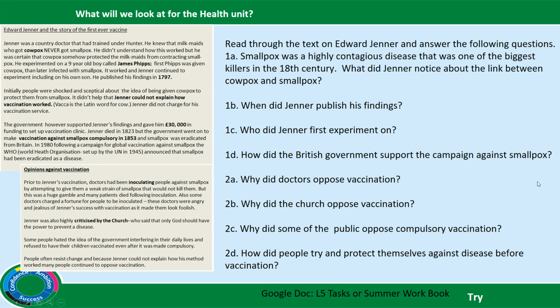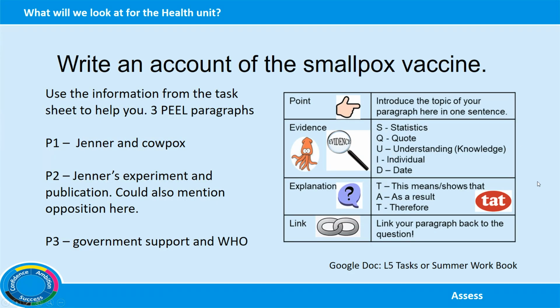And then your final task for this session is our favourite write an account question. So remember, write an account questions are 8 marks. We're looking for 3 PEEL paragraphs, and we are looking for you to write in chronological order. So you're writing about the events as they occur. So you've got an idea of what to write for each paragraph shown on either the Google Doc or the summer workbook, depending on which one you're looking at.